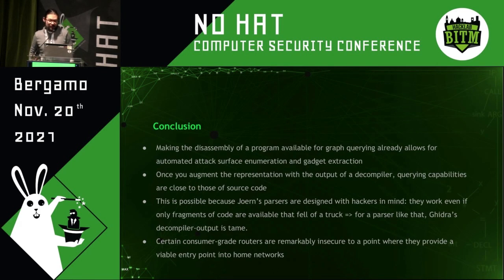So to conclude, it's really nice to make a disassembly available in a graph database to then query it. But where it gets really powerful is if you have something a bit more high level, something that you would get from a decompiler. And that's what we're using as our baseline now. It's just amazing how, even though this is actually from a binary, it's sufficiently C-ish to use the exact same queries.